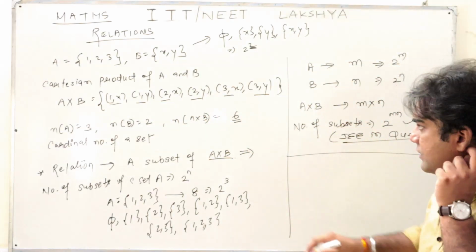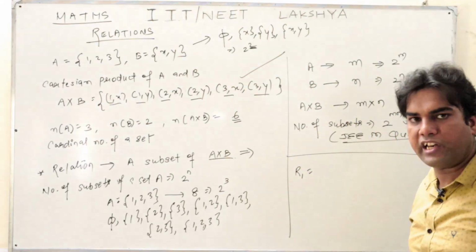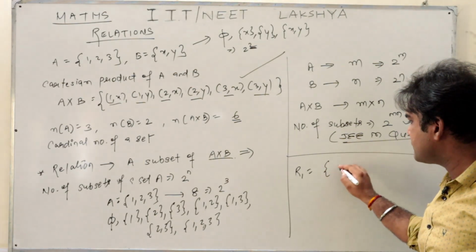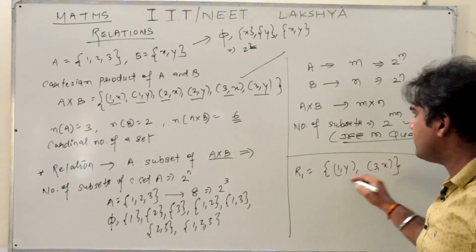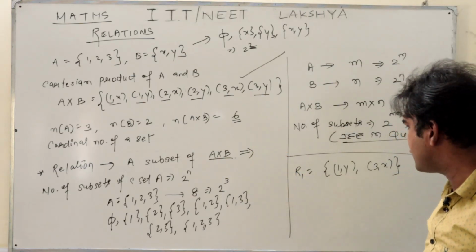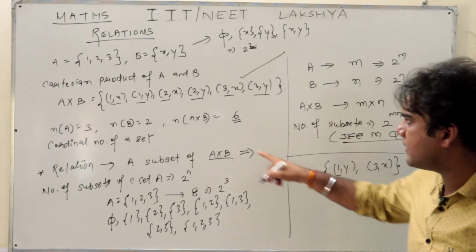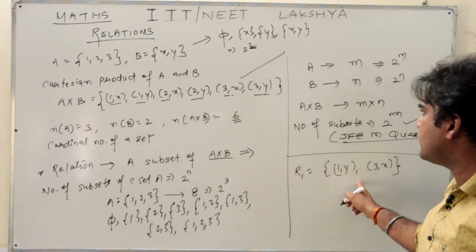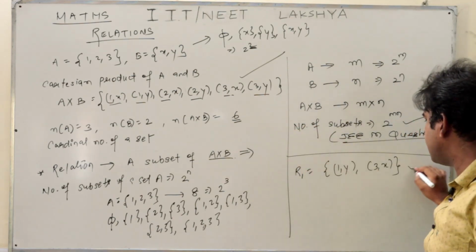Now suppose this is our Cartesian product A cross B. Suppose I write R1, the first relation, as 1y, 3x. This is a relation from A to B. I have to check whether it is a relation or not. Yes, 1y and 3x both belong to this set. It means this is a subset of it, so this is a relation.